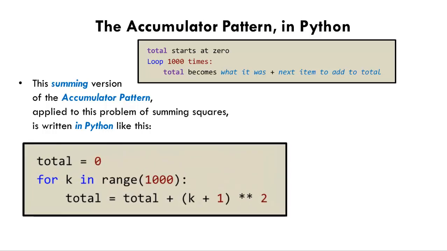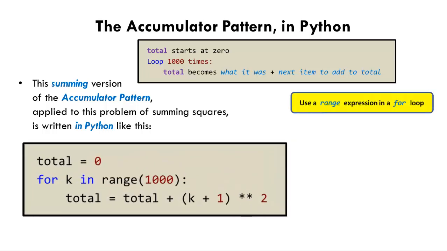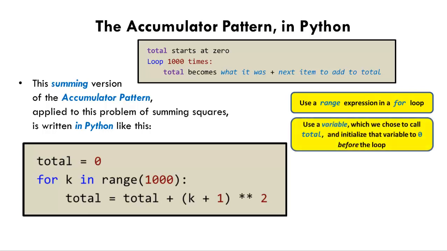Notice the three key items. First, we used a range expression in a for statement to make the loop run the number of times that the problem required, 1,000 in this case. Second, we used a variable, which we chose to call total, and we initialized that variable to 0 before the loop.